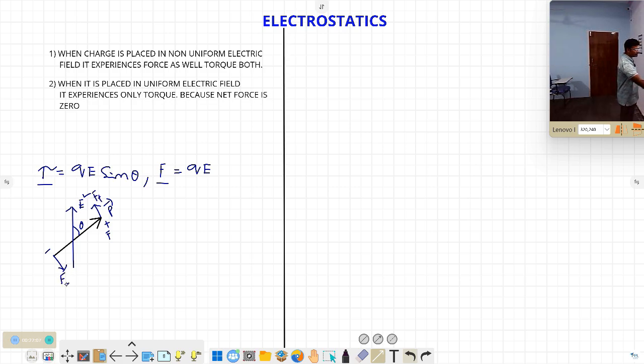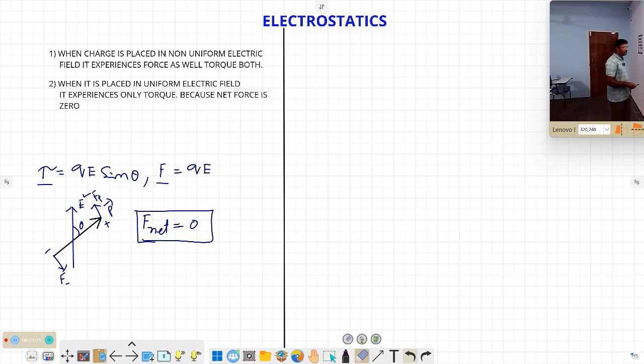Two forces are acting, F plus and F minus. The net force of the system is equal to 0, because both are equal and opposite along parallel lines. So they are anti-parallel: one is like this and the second one is like this. Anti-parallel means the net force is 0. But torque is not 0, because both are producing torque in the same direction.